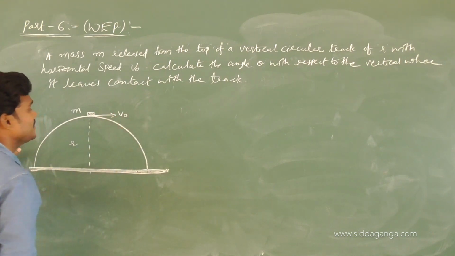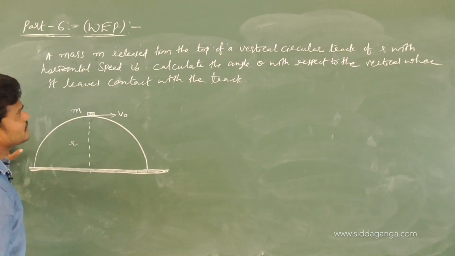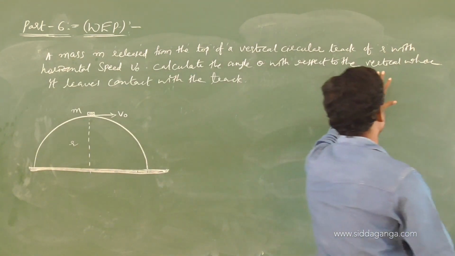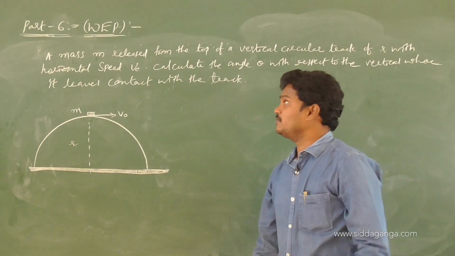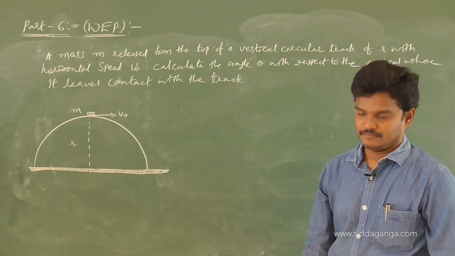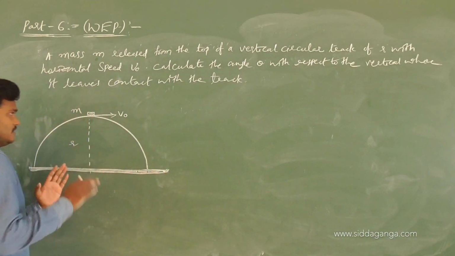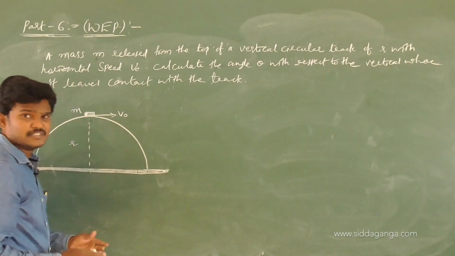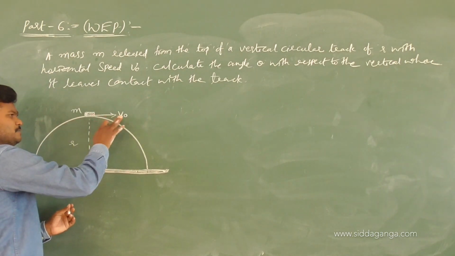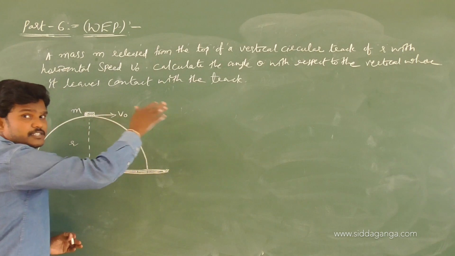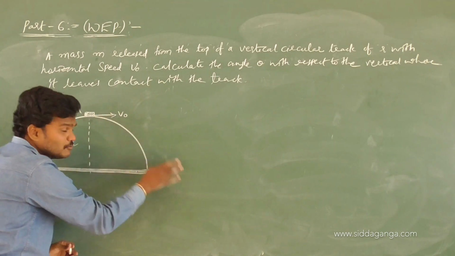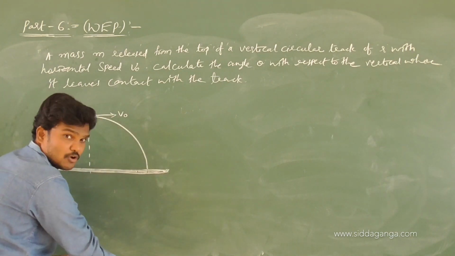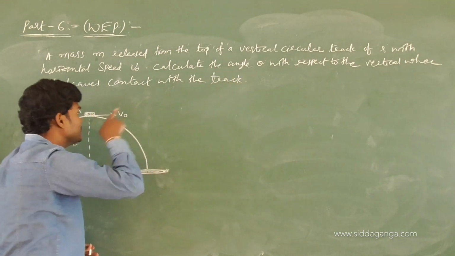So the given speed is V naught. Speed of the body is V naught. Then calculate the angle theta with respect to the vertical, where it is going to leave the contact with the track. So very simple, there is a body placed on this vertical circular track. If I give a velocity, if the speed is very high, maybe it will directly fall. If it is small, maybe it will come here and leave the contact. If it is very small, it will slide up to here and leave the contact. If it is more, it will directly leave the contact at this top point only.